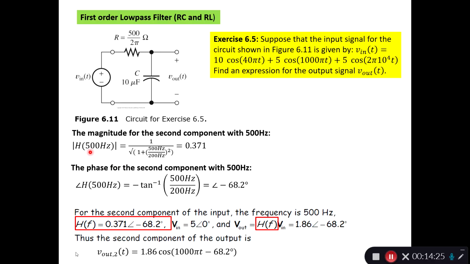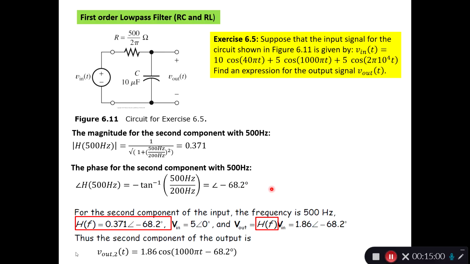So the transfer function magnitude is 1 over the square root of 1 plus 500, the running frequency, over the break frequency squared. That gives me a factor of 0.371. The phase for the second component at 500 Hz is minus tangent to the minus 1 of 500 Hz over the break frequency. That gives me minus 68.2 degrees.